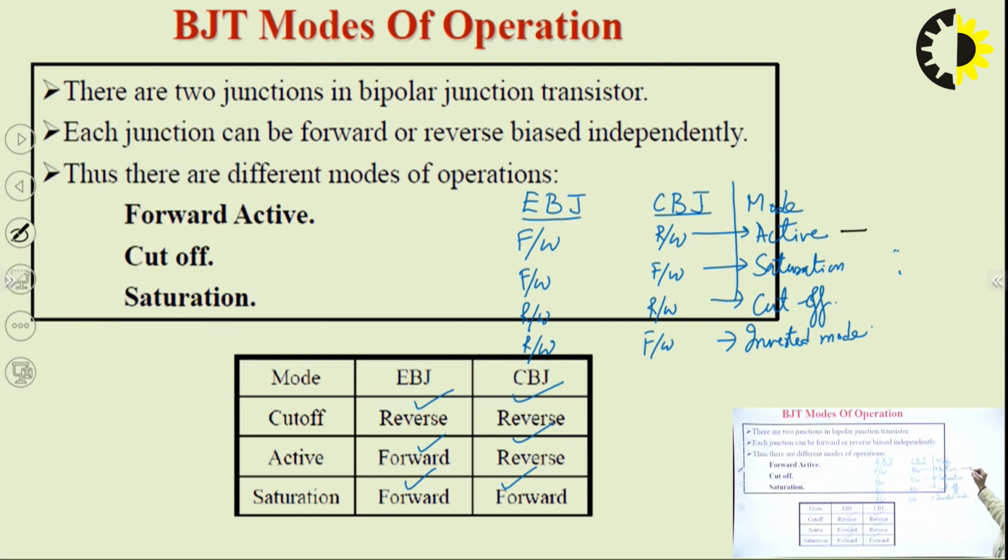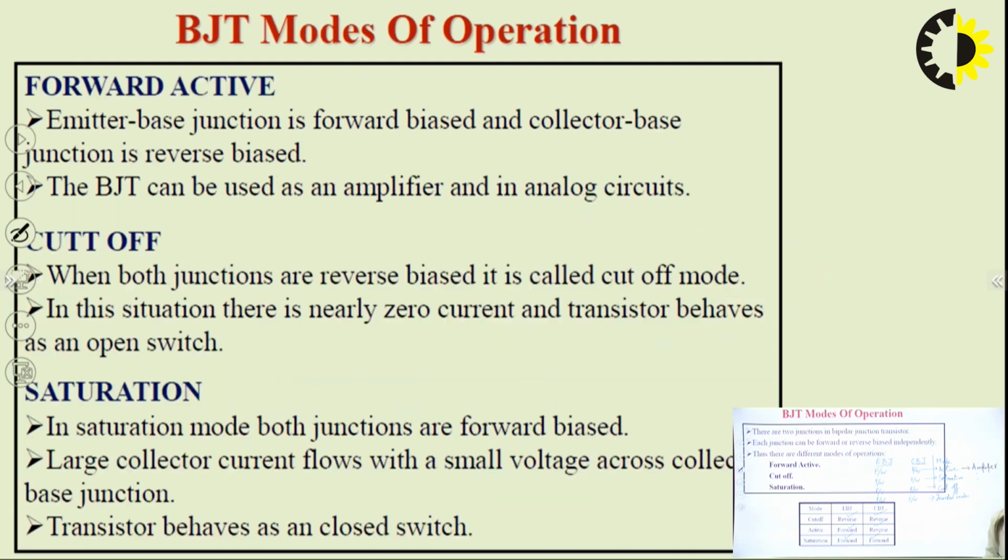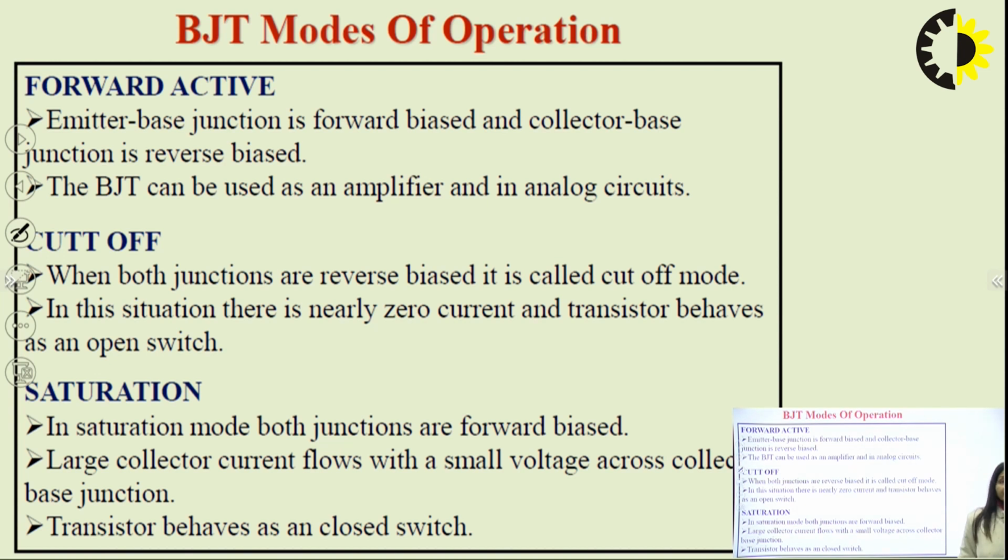so in active mode the transistor functions as an amplifier, right? As it is written, the BJT can be used as an amplifier in analog circuits if I make my emitter base junction forward biased and collector base junction reverse biased. So the BJT will be used as an amplifier. Now next, the cutoff mode.